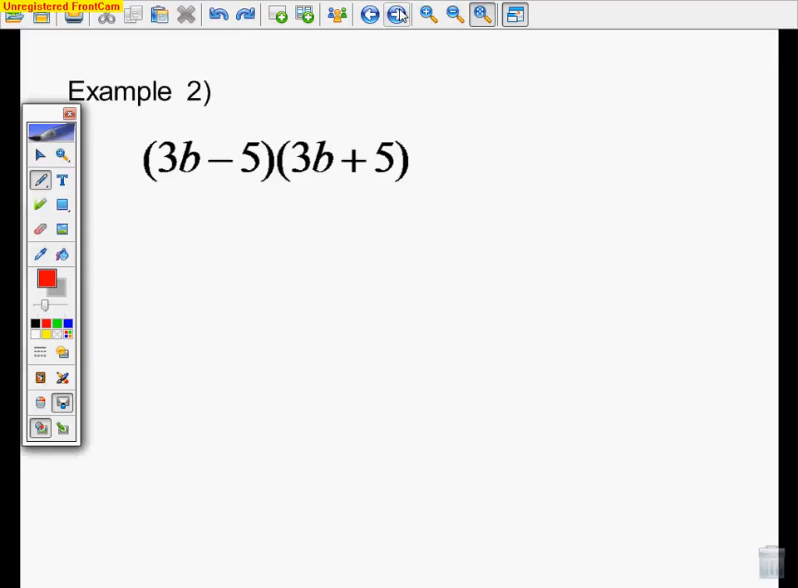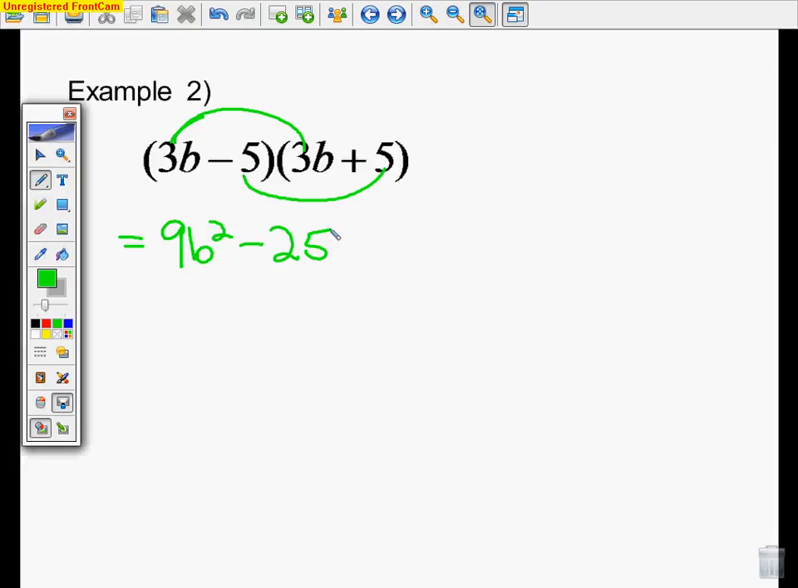Now, go ahead and try this one on your own. Now that you've tried that on your own, let's go ahead and do this together. So notice once again, these two parentheses are exactly the same, except one is a plus and one is a minus, which means that we can use our sum and difference pattern. So I could just multiply the first together. 3b times 3b, that's 9b squared. And then our last, negative 5 times 5, that's negative 25. So there we go. That's our answer.